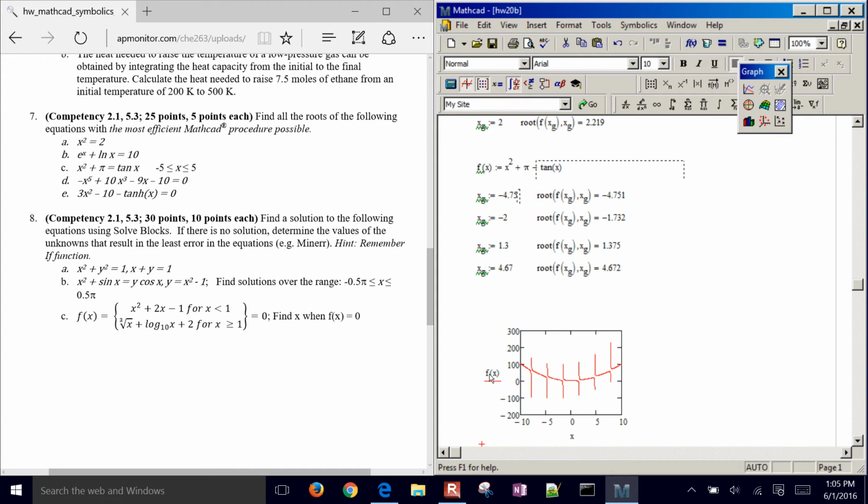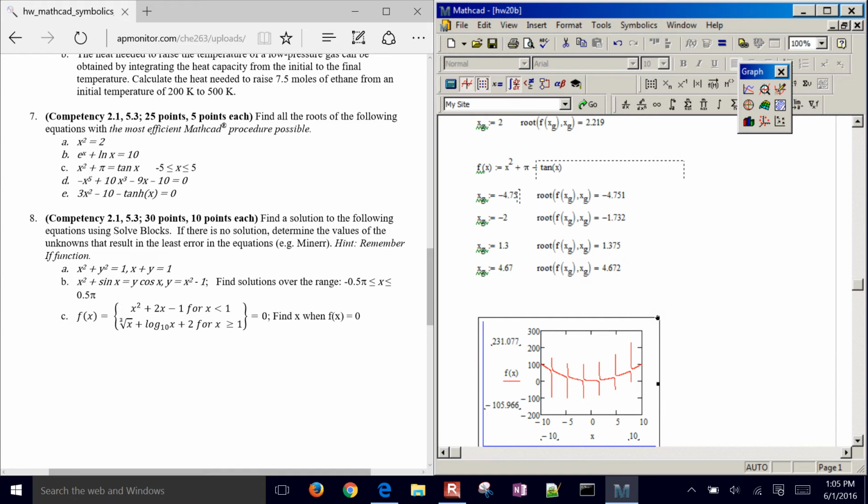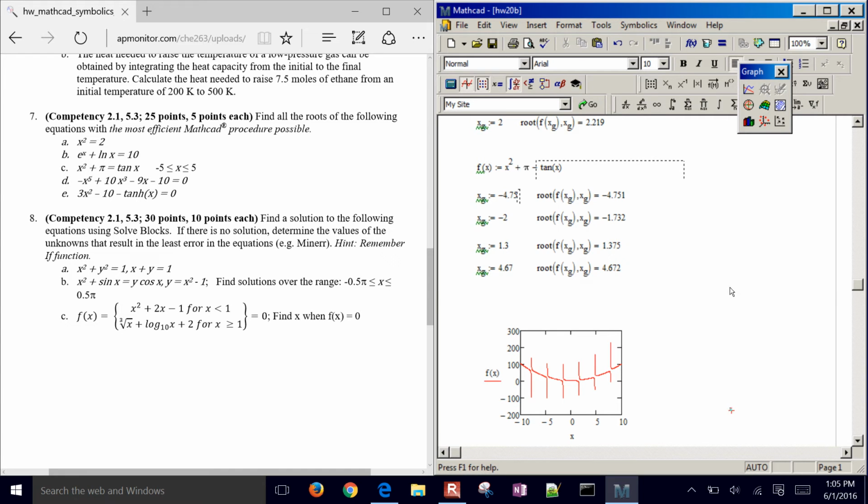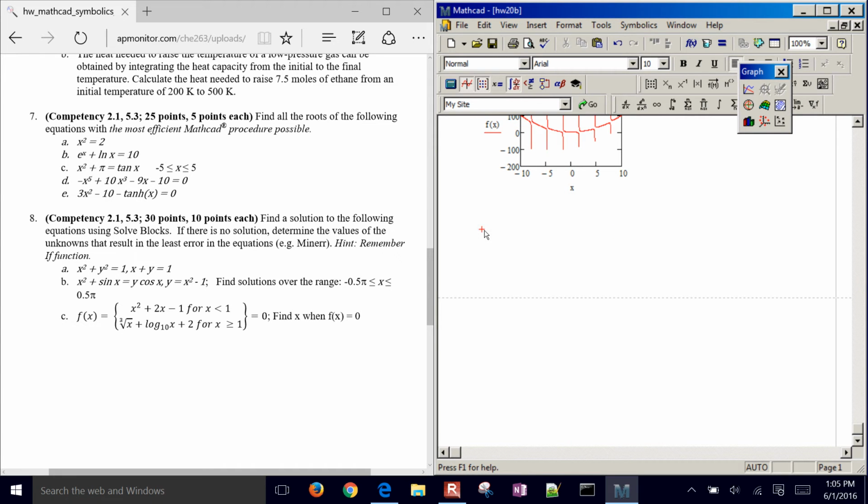Okay, so you can see what this function looks like. The spikes are mostly due to the tangent function, and you want to find where it equals 0. So you can plot it, and if you just drew a line straight through here, you want to find all of those roots where this function is equal to 0. Those are 4 of the roots right there, and this can help you find where those roots are. Okay, so just go and do the other ones on your own.